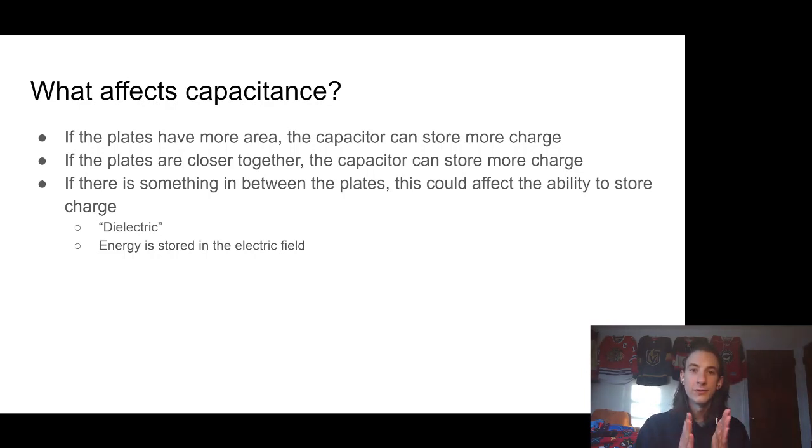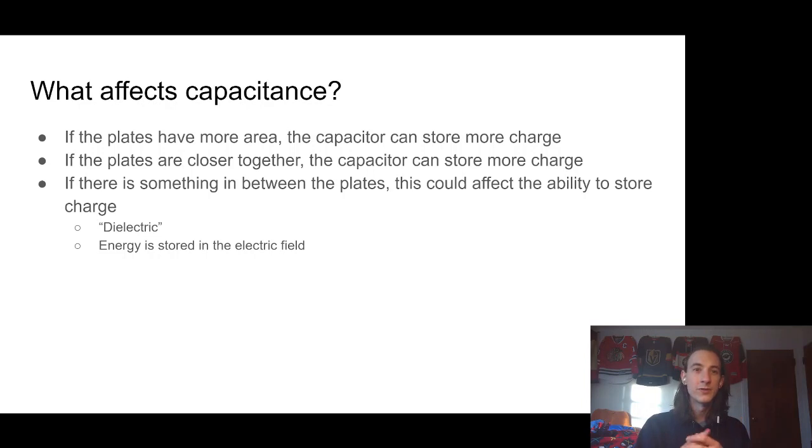If the plates are closer together, we'll also be able to store more charge because the effect of one on the other one will be stronger, because we know that we have this Coulomb's law that says F equals kQ1Q2 over r squared. So the closer they are to each other, the more of a force they'll have to move away the other charges. And then if there's something between the plates, this is also going to affect the ability to store charge.